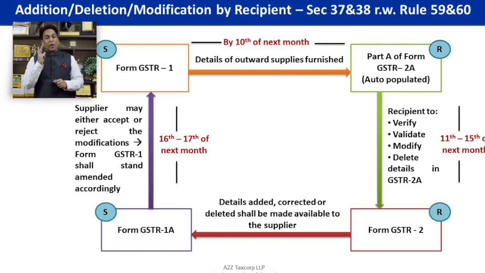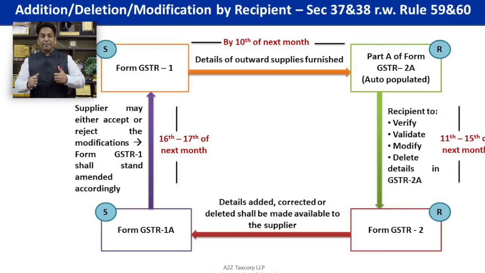So GSTR-2A, which gets auto-populated for the recipient of goods or services, he will finalize as his inward supply return by the 15th of next month. While finalizing GSTR-2A into GSTR-2, he has the options of add, modify, delete and hold. These options are available to the recipient of goods. Let me explain these options, add, modify, delete and hold, with an example.